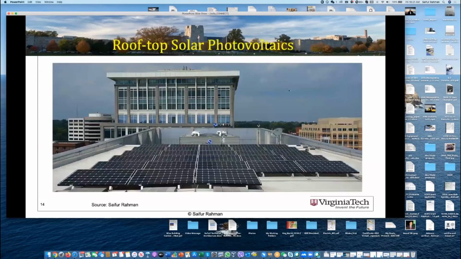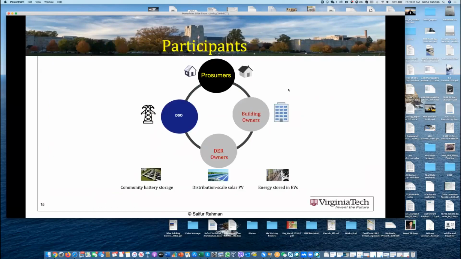So now an example here. This is my building in Virginia. We have rooftop solar. So we are saying we will become a prosumer. We are a participant in the energy internet. Prosumer means I produce and consume both. Produce meaning rooftop solar, consume meaning I buy power from the grid. So building owners have that information. DER owner could be, they can reduce demand, or they may have solar on their roof or field-based solar, which can produce power for the grid. And DSO is the distribution system operator who has to make sure everything works together.